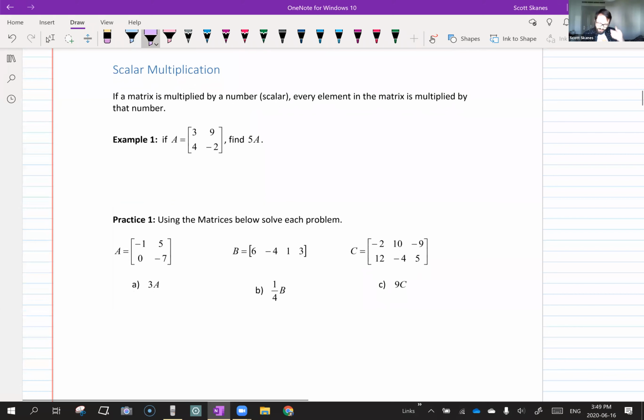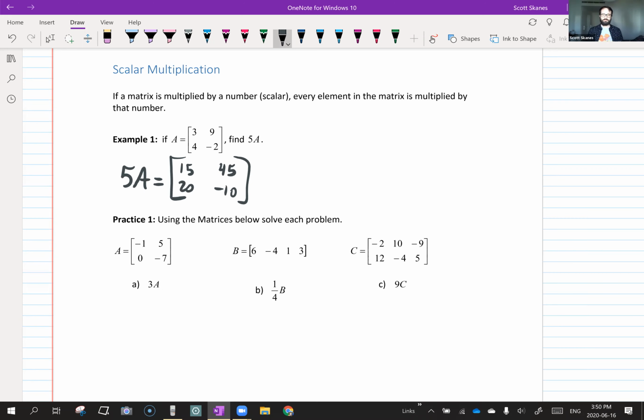So scalar multiplication. Let's get started on matrices. It says if A is this, find 5 times A. Well, do you know what you have to do? You multiply 5 by everything. So 5A is 5 times every element. What's 5 times 3? 15. What's 5 times 9? 45. What's 5 times 4? 20. What's 5 times negative 2? Negative 10. Okay? That's scalar multiplication. If it says multiply by a 5, you multiply by a 5.